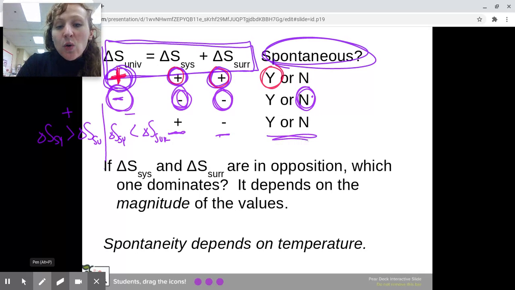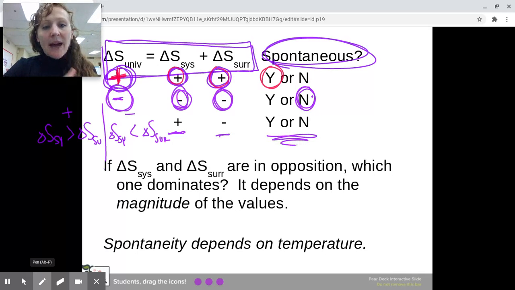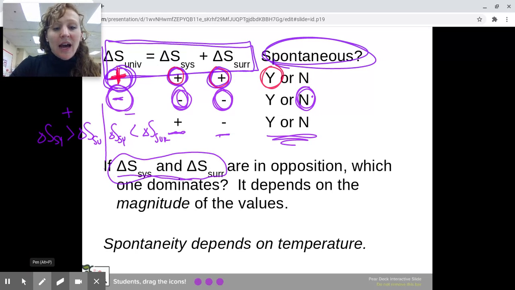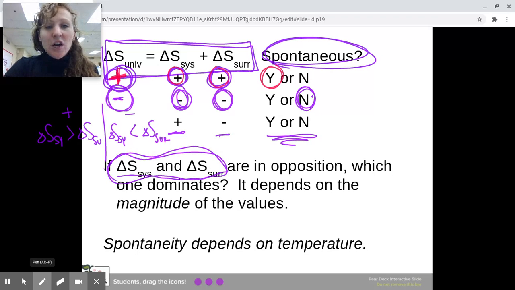It could be yes or no, depending on the magnitude of each. So that's the real question. If these two are in opposition to one another, which one is going to come out on top?